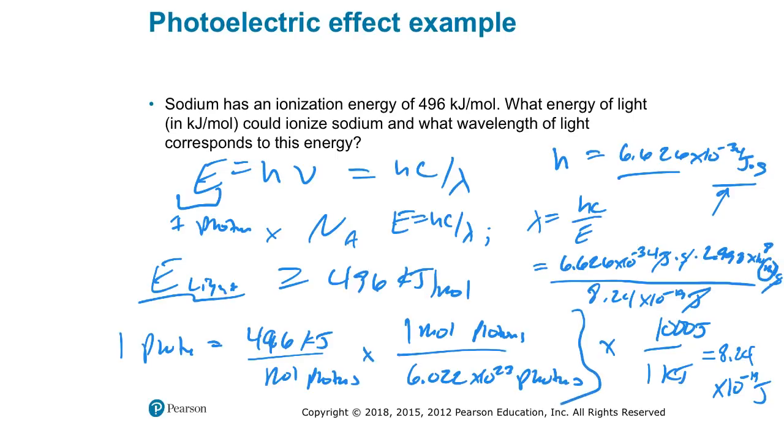Okay, so I'm going to do this arithmetic. 6.626 times 10 to the minus 34 times 2.998 times 10 to the 8, and then divide that by 8.24 times 10 to the minus 19 gives me 0.0000241. I'm going to change the calculator mode over to scientific so I can get this correctly. It's 2.41 times 10 to the minus 7 meters. Now 1 meter is 10 to the 9 nanometers, so if I multiply that by 10 to the 9, that gives me the value in nanometers. So that works out to be 241 nanometers.